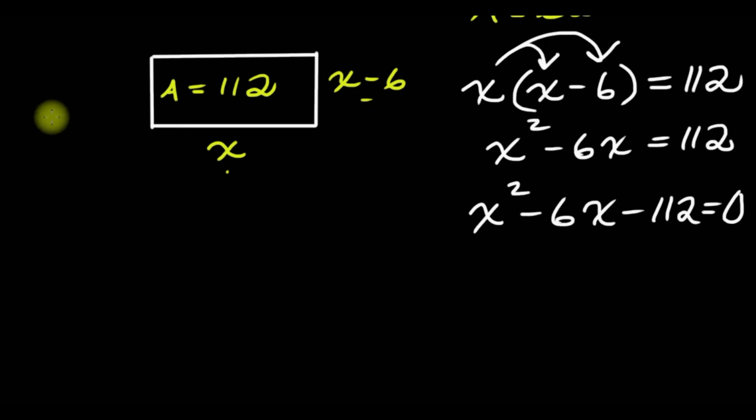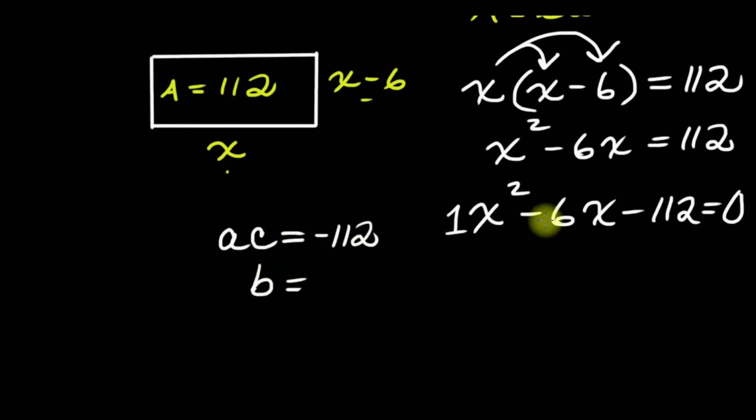So to factor, first thing you do is find a times c. So a is 1. Okay, a times c, that's 1 times negative 112. So that's negative 112. And then your b is the coefficient of x, so that's negative 6. Okay, so you get a times c, that's this, and then this is your b, negative 6, and that's that.